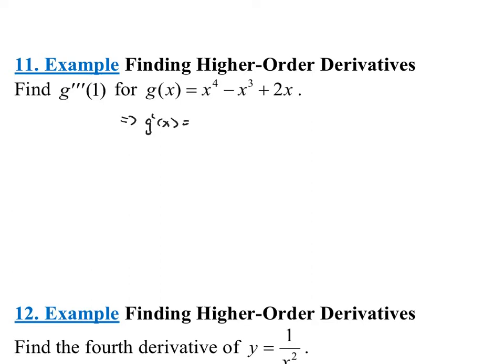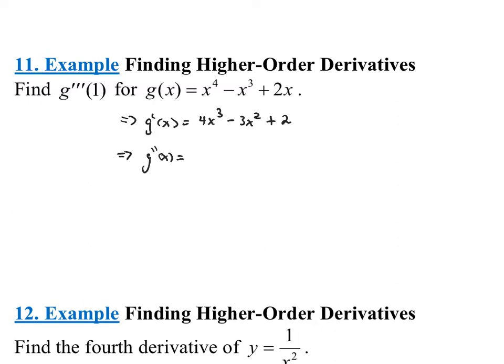Well, the derivative of x to the fourth would be 4x cubed, minus the derivative of x cubed is 3x squared. Again, this is using the power rule, plus 2 times the derivative of x, which is 1. So 2 times 1 is just a 2. There's the simplified version. From that, we can find the second derivative.